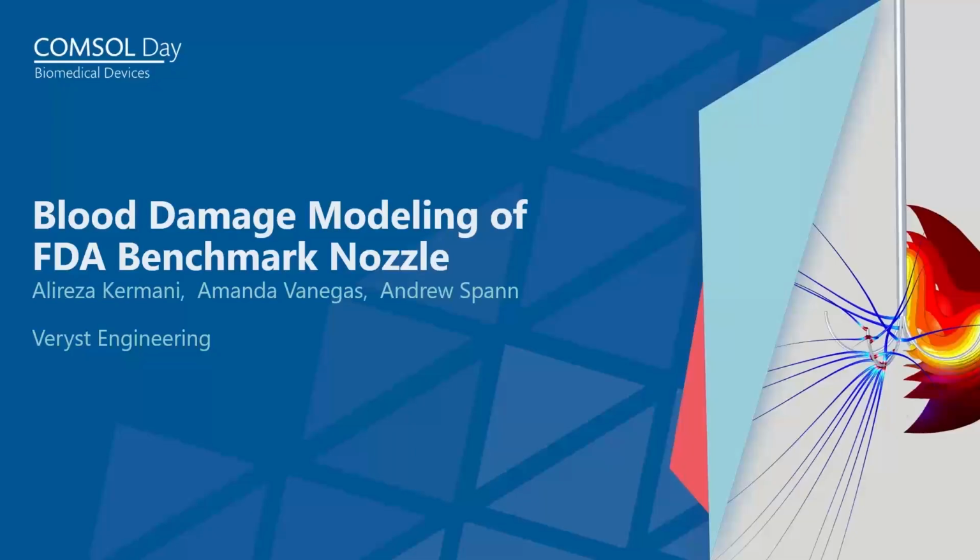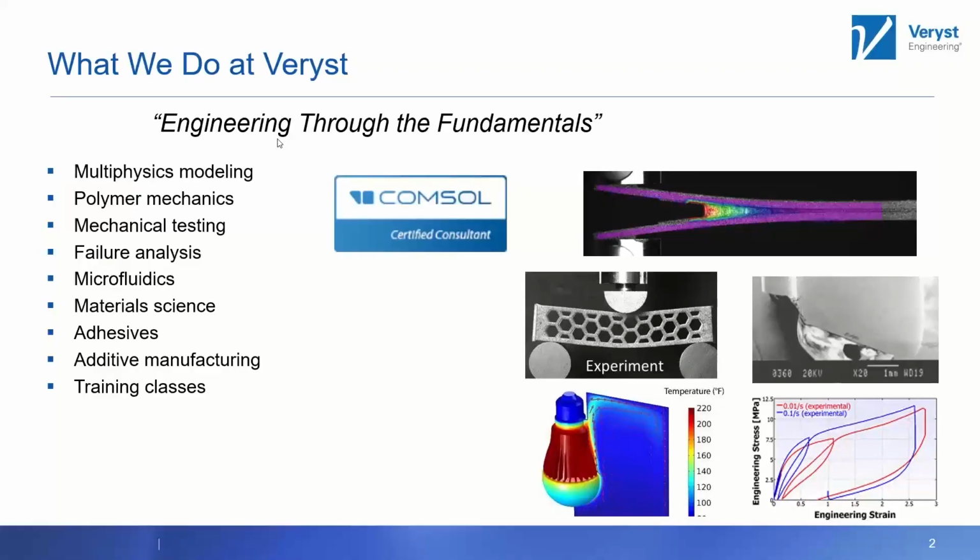I have two slides about our company, then I go through the presentation. At Veryst Engineering, we do engineering through the fundamentals. I am a part of the multiphysics group of Veryst, but we also have a lab where we do different types of experiments. We do a lot of material testing and develop material finite element models. We do polymer mechanics. We have experts in microfluidics, additive manufacturing, failure analysis, and the list is long. I won't go over all of them. We are also a certified COMSOL consultant, and we provide training classes.